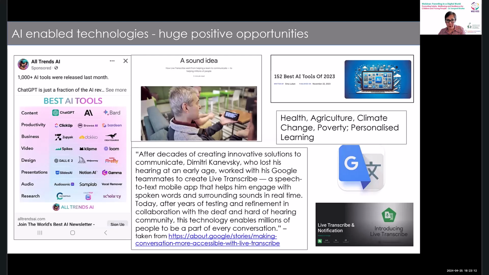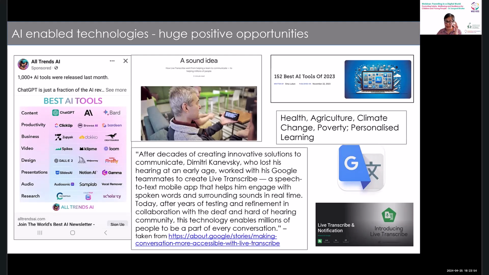So the Google engineer who was deaf, I think his department within Google created the software so that in real time he could attend meetings and get a live transcription of the meeting on his computer. Now, I think that is a really positive example of how AI can actually be used innovatively and inclusively.